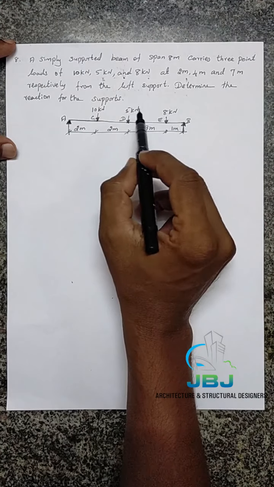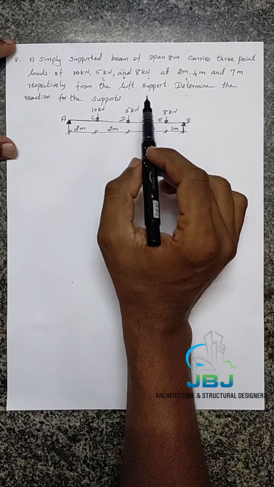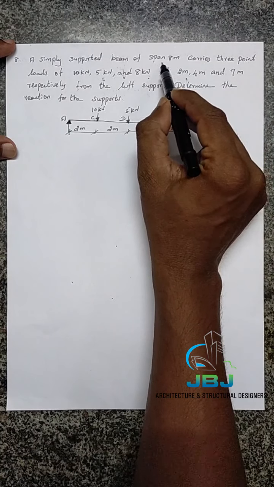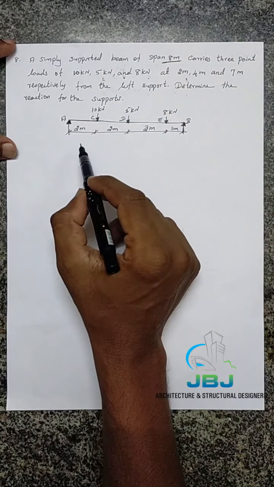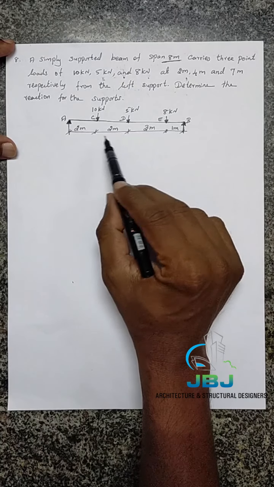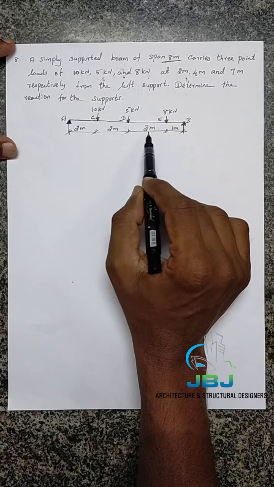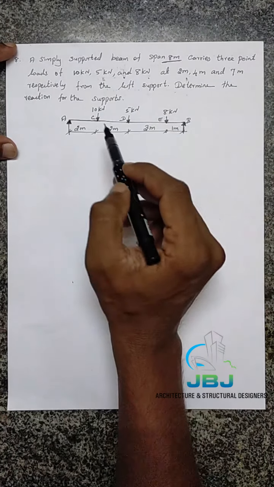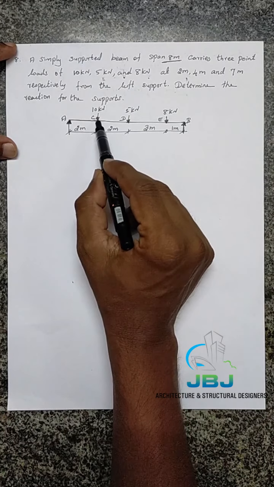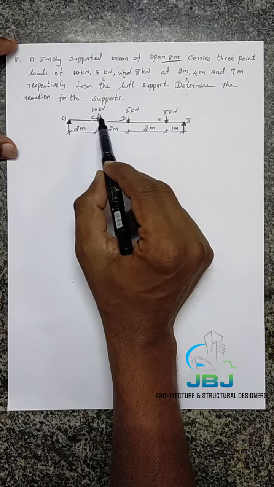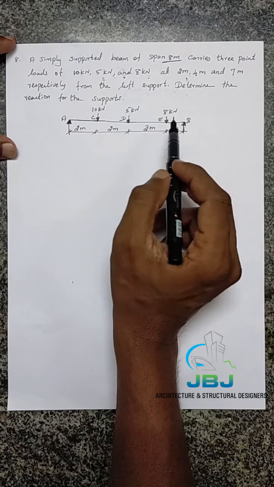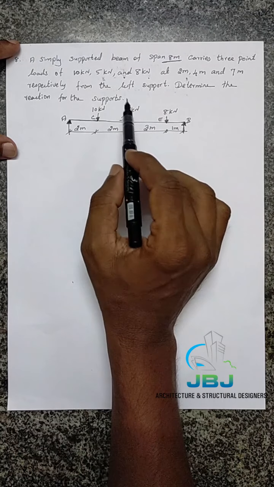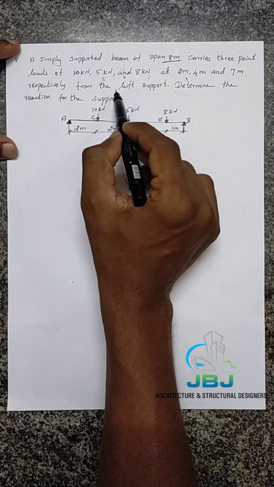Here in this problem they give all details very clearly. The span of this beam is 8 meter, total 8 meter: 2 plus 2 is 4, 4 plus 3 is 7, 7 plus 1 equals 8. And it carries 3-point loads. The first point load is 10 kN, the second is 5 kN, the third is 8 kN, which are acting from where? From the left support.